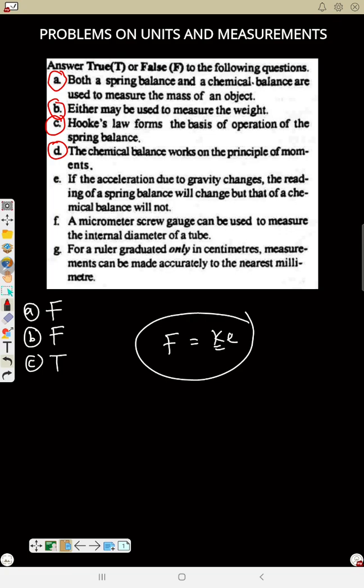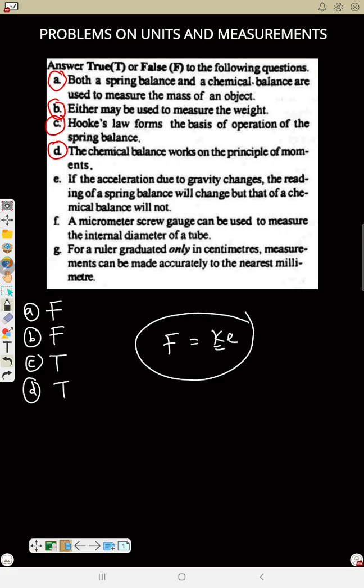the chemical balance works on the principle of moments. Now, the chemical balance, when we say balance, it means like the left hand side should balance the right hand side. So this is also true. That is, this involves two bodies and a lever. So that means it is also true.